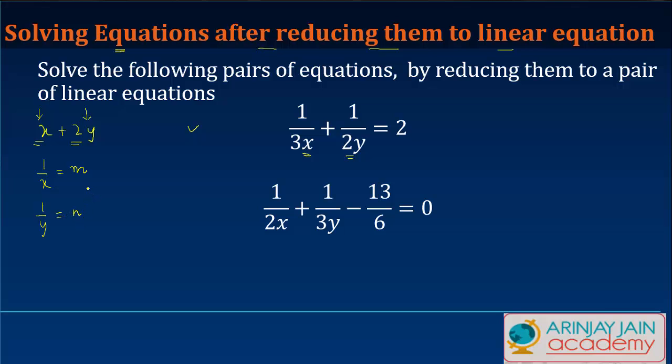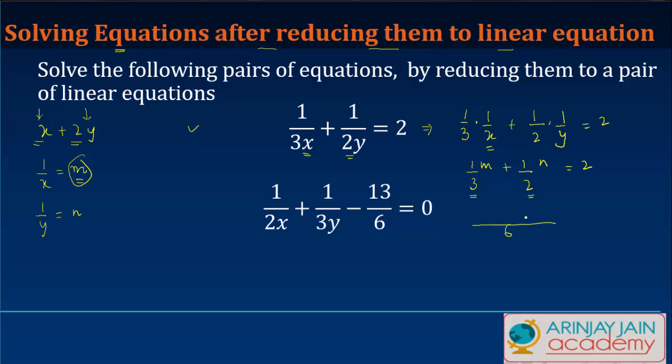Now what that means is that if 1 by x is equal to m, right, what is the value of this? If I look at it, I can write this equation as 1 by 3 times 1 by x plus 1 by 2 times 1 by y is equal to 2. But I know 1 by x is equal to m. So I can simply write this as 1 upon 3 m plus 1 upon 2 n is equal to 2. Now what this does is that in the denominator I just have numbers.